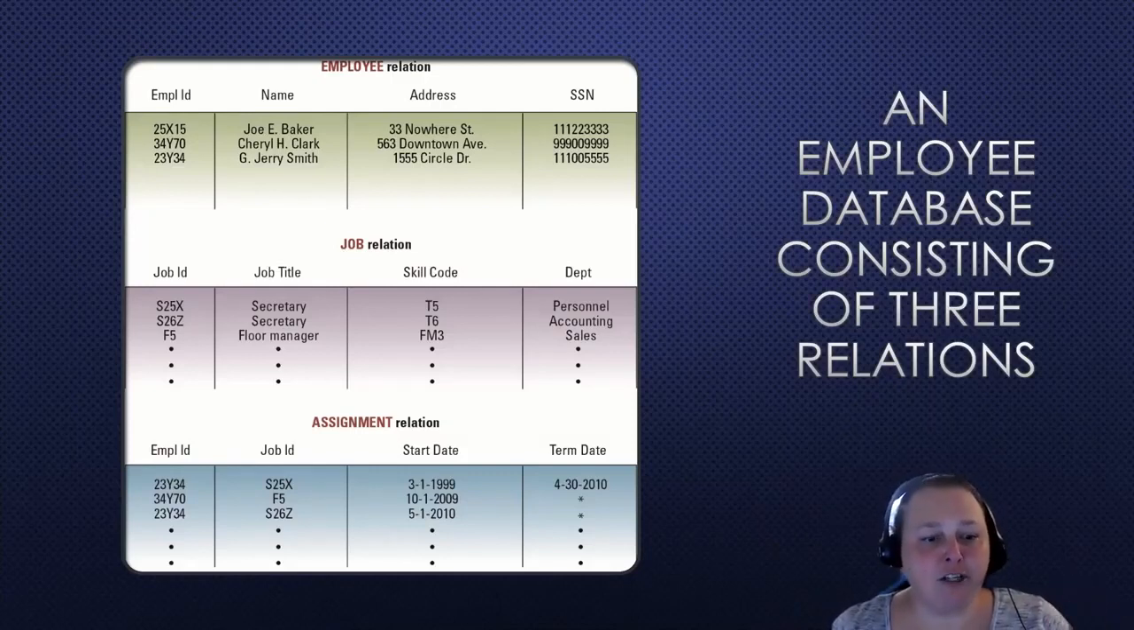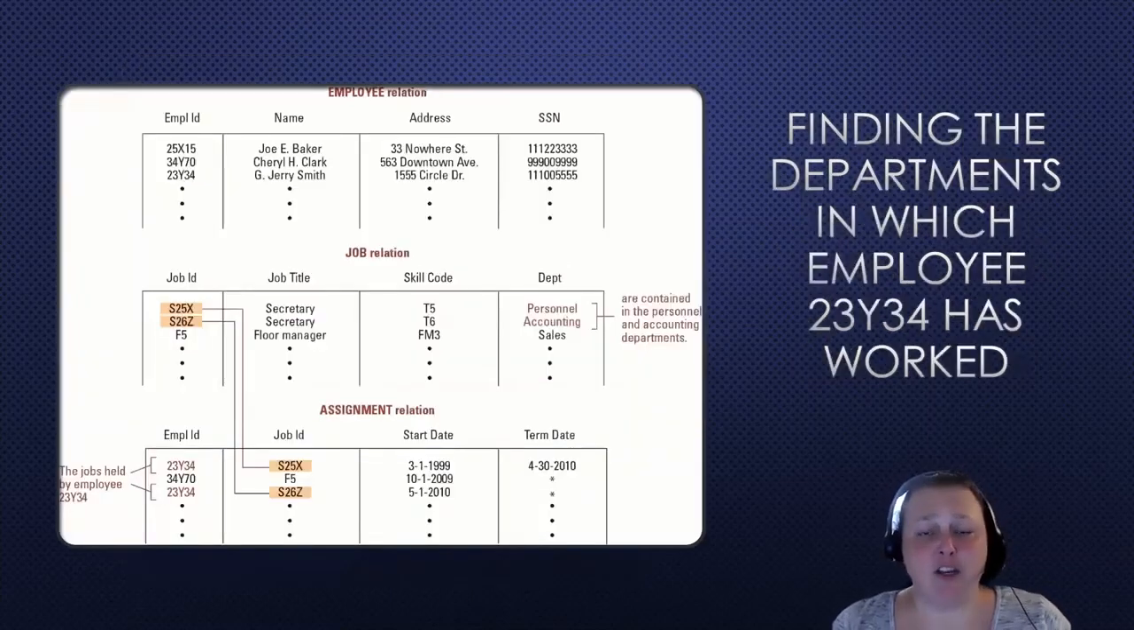So if you look down here, you've got Joey Baker. Oh, well, they took Joey Baker off. Okay, so you've got Jerry Smith, which is the 23Y34. He had 2 different jobs, the one at the very top, which is the S25X, and then he moved to the S26Z. So you can see here, we're not duplicating any information in this bottom. You're taking the employee ID and the job ID and then just adding the start and finish dates. That's really the whole goal of a relational database: you want to make sure that you have all the information, you're not losing any information, and you're not duplicating.